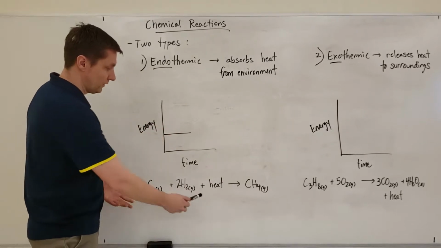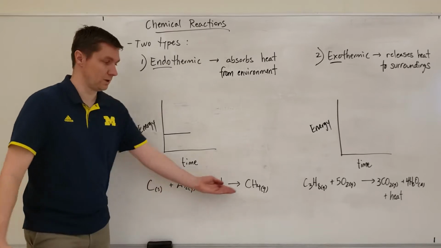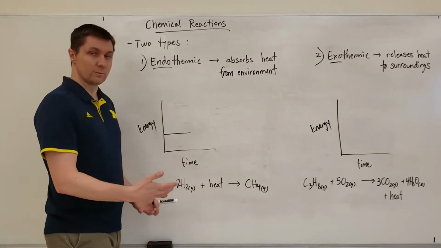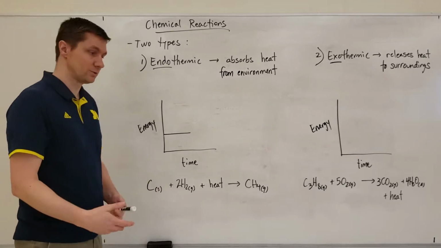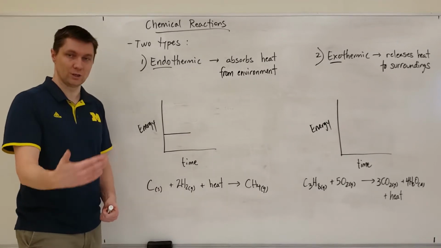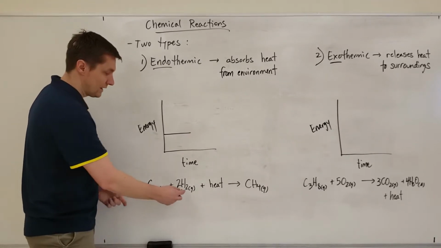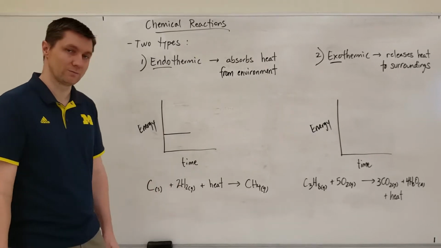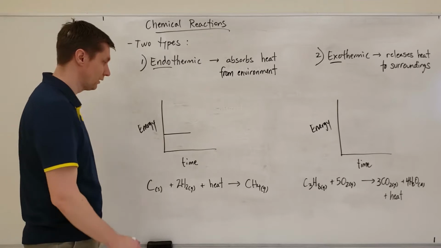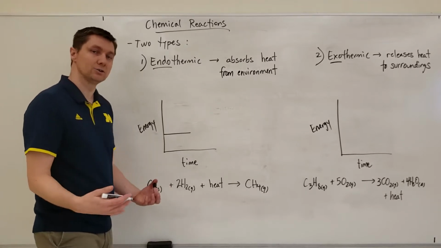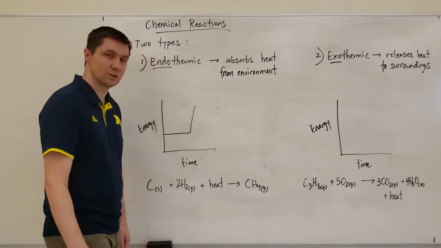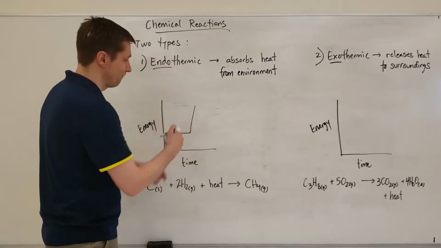So I take a look at endothermic reactions. In order for this reaction, for example, the formation of methane to occur, I have to absorb some heat. And the reason I have to absorb some heat is there has to be some energy that goes into the reaction to break the bonds of the reactants. So in this case, I'd have to break some bonds of the hydrogen molecules that are here, and that's going to take some energy to do that. And so when I put energy into the reaction, it's going to go up like this over time.